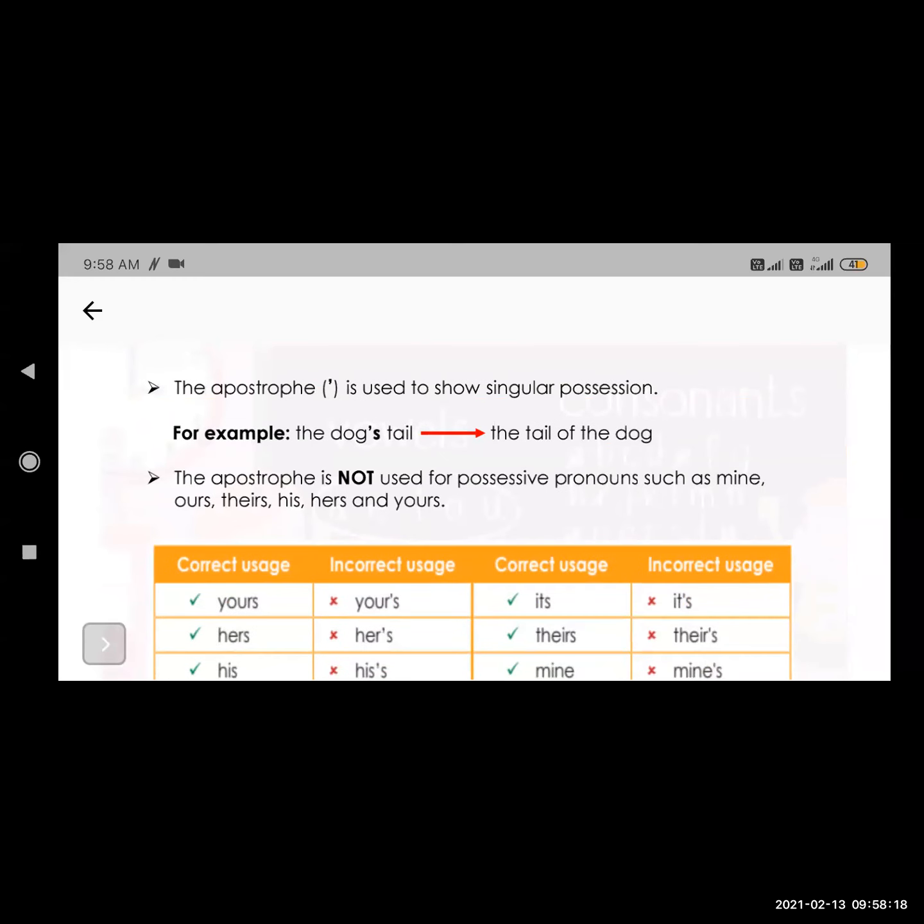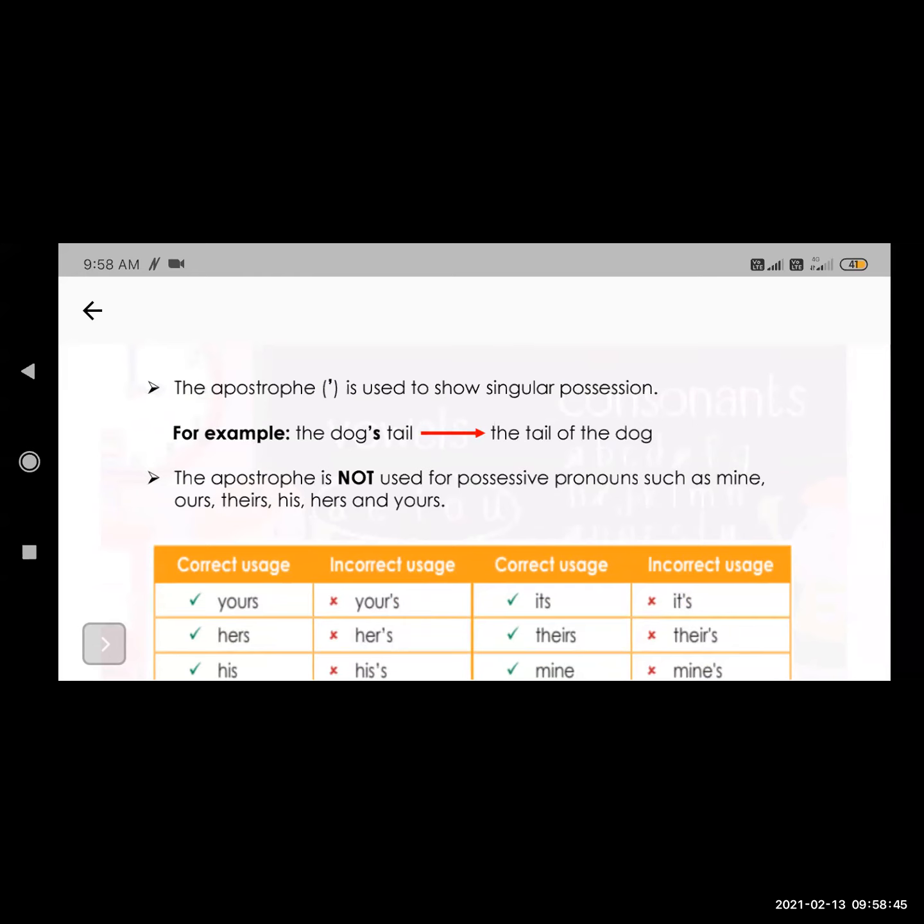Now let's see. Let's start with the apostrophe. The apostrophe is used to show the singular possession. Singular means what, students? Singular means one. When a noun, the name of a person, place, animal or thing, is only one, or if you want to show the belongingness of one, what do we use? We use the apostrophe at the top.